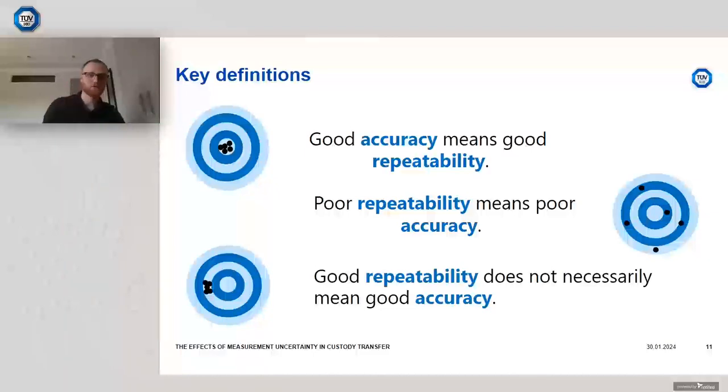So a few definitions. If you have an accurate device, it is by definition repeatable, because if it's accurate, it's always close to the true value. And to be always close to the true value, it needs to be repeatable. If your device isn't repeatable, it's ultimately not an accurate device. As I said before, you might get lucky with a measurement that's close to the true value, but in general, it's not going to be an accurate device. You can have good repeatability. So in the bottom left, you can have good repeatability from a device or any measurement process, but it doesn't necessarily mean it's accurate and close to the true value.